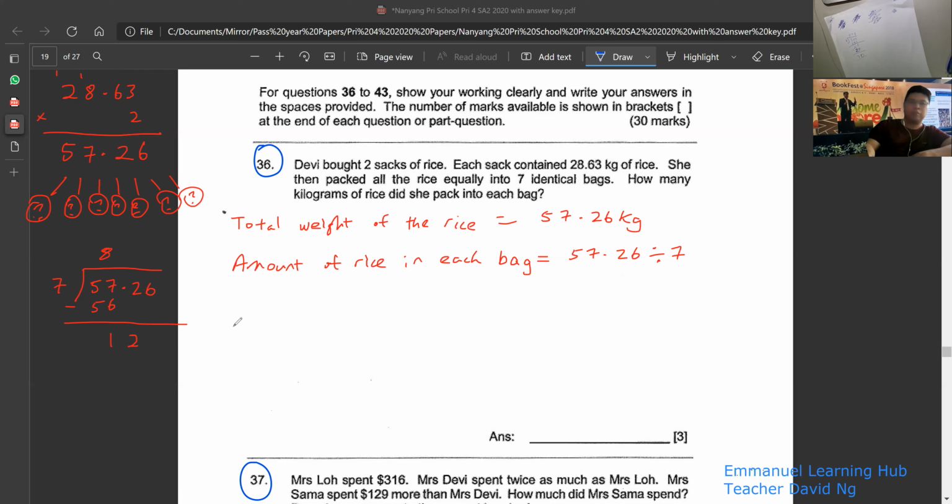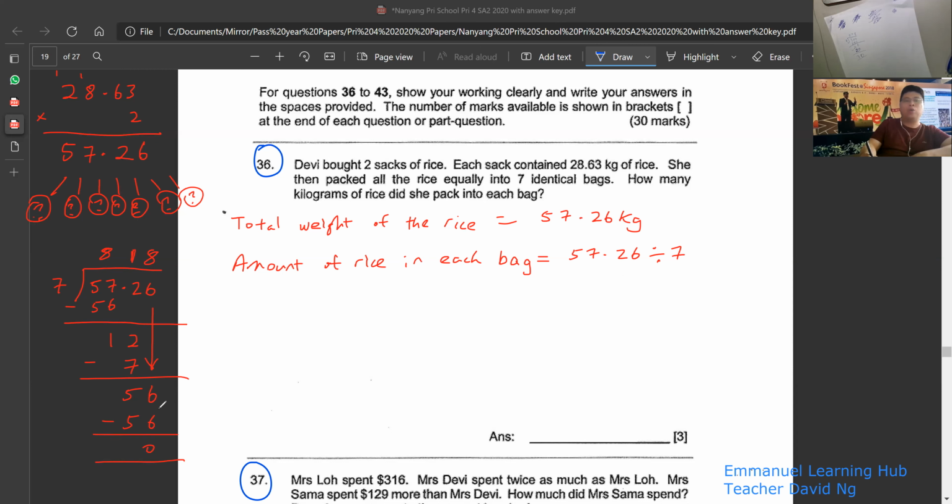Then on top is 1. Then below is 7. 5. Bring down 6. 7 times 8 equals 56. Then minus equals 0. Correct.